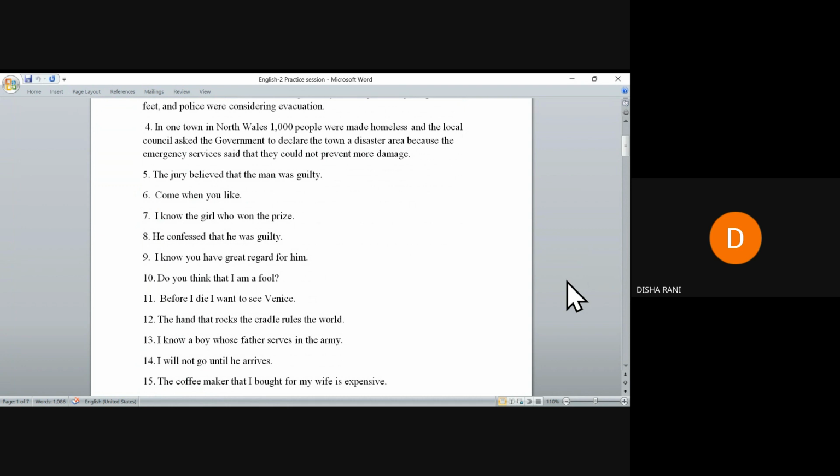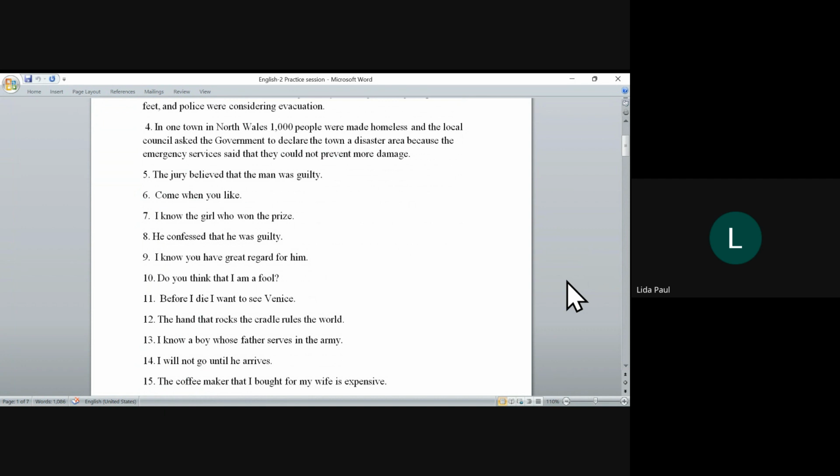Ma'am, in this ninth one, what is the subordinate clause? Yes, ma'am. Subordinate clause would be, I think Tanishka has already answered, you have great regard for him. That will be your subordinate clause.